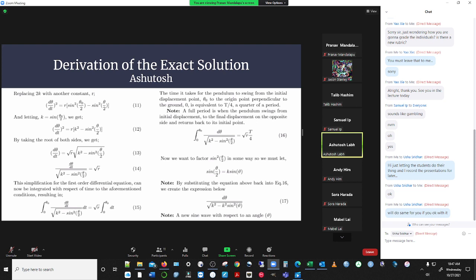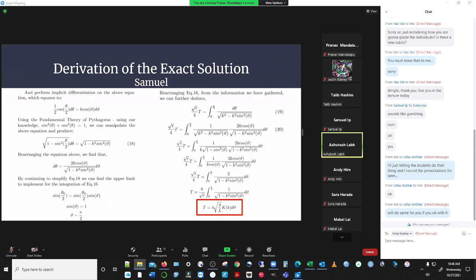Now the reason why we've introduced var theta here is because we've been using theta all of this time, and now this is the first time that we are giving a variable the value of theta, and we don't want to confuse theta with something else. That's why we implement var theta to differentiate between the theta values and the other values. So note, by substituting this equation above back into equation number 16, we create the expression below, which is equation 17. Now equation 17 will be used later, but in the next step we will be doing implicit differentiation on sine theta over 2 is equal to k sine var theta.